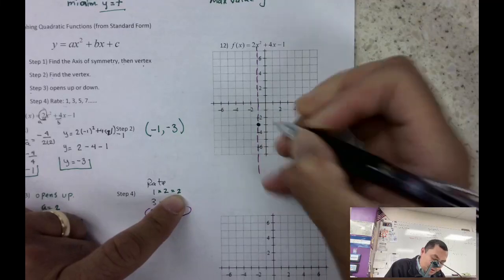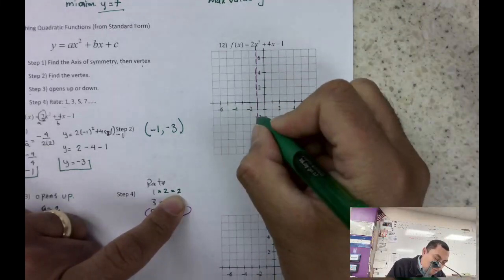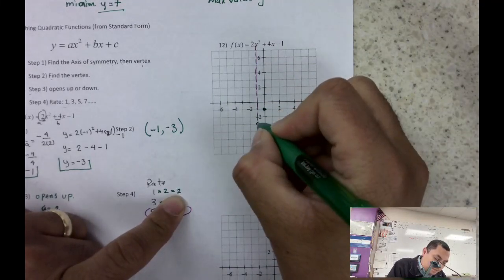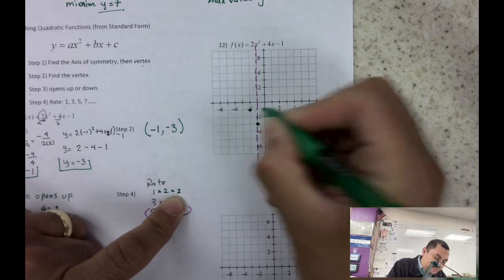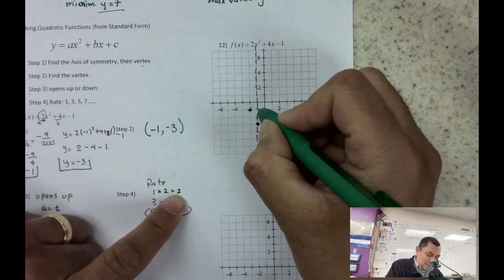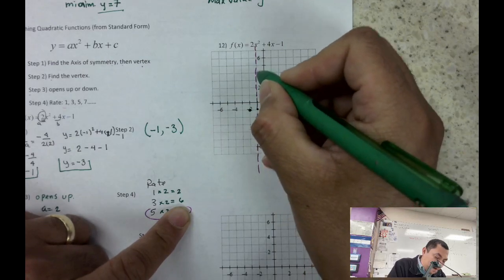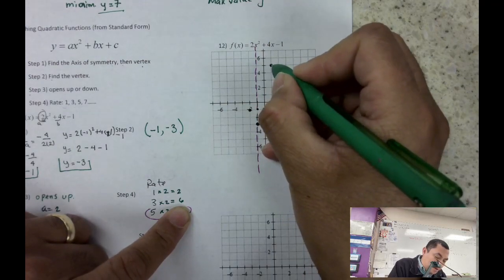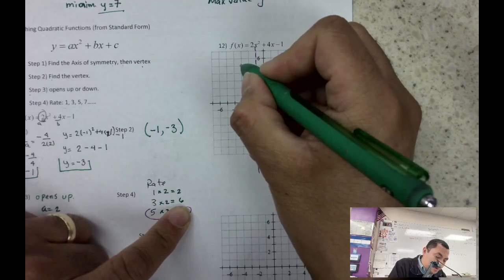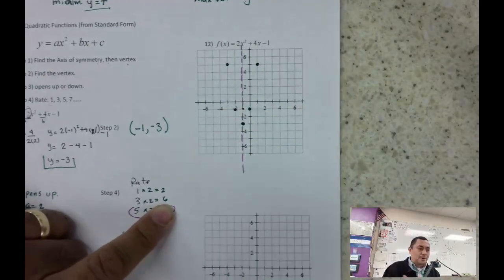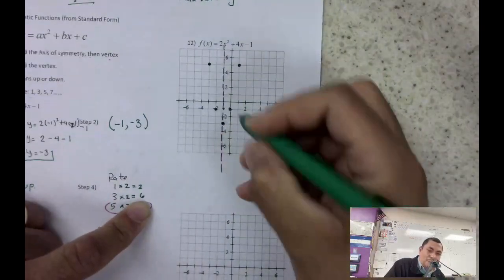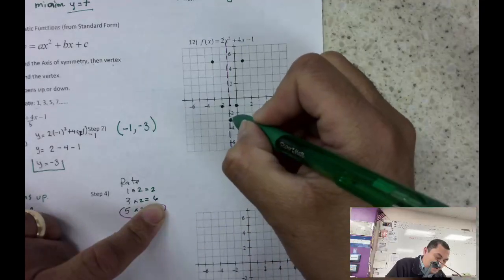From this point, I'm going to go 1, 2, 1 to the right. 1, 2, 1 to the left. From this point, I'm going 6. 1, 2, 3, 4, 5, 6. 1, 2 to the right. 1, 2 to the left. And now we're just going to graph. Okay, I'm horrible at graphing, so I'm going to give it a try.